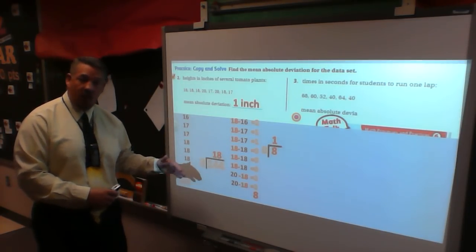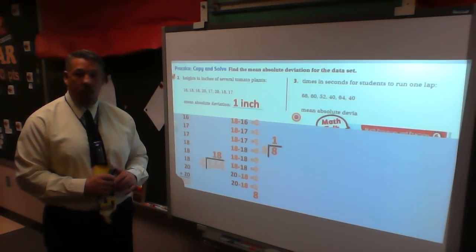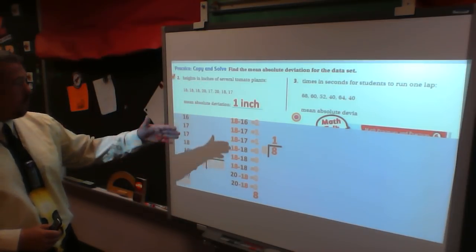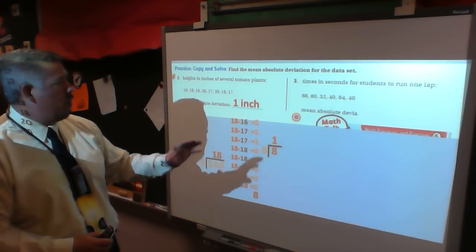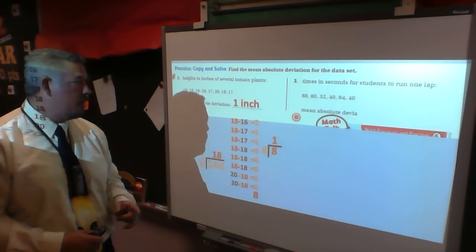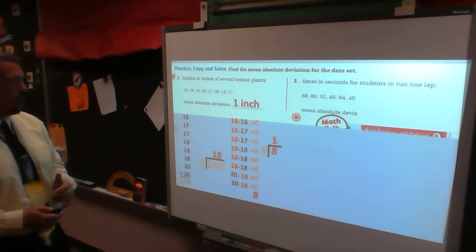And if you don't have it written down and ready to move on, then pause the video now and then come back to it. All right, so question 3 then says, I'm going to do the same type of information here because it goes under those directions, but this one's about times and seconds for students to run 1 lap. All right, so let's see how long or how quick some people can run a lap.